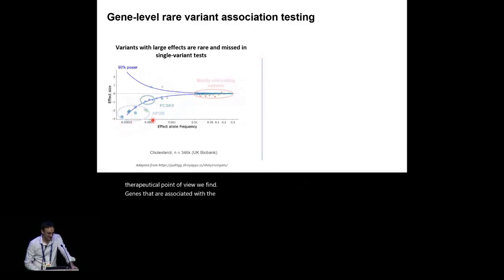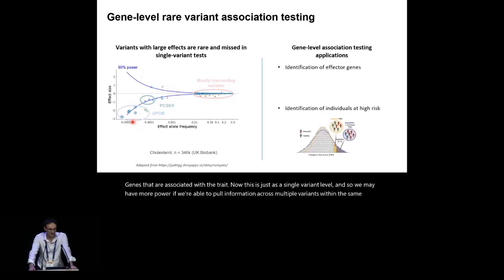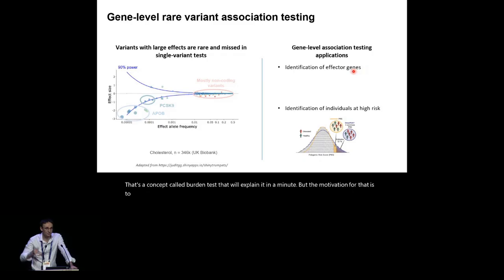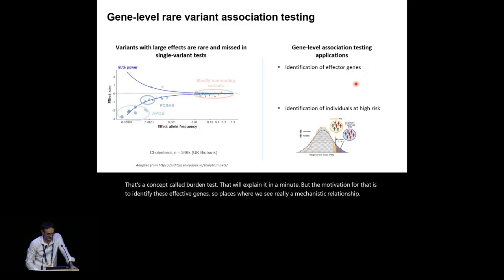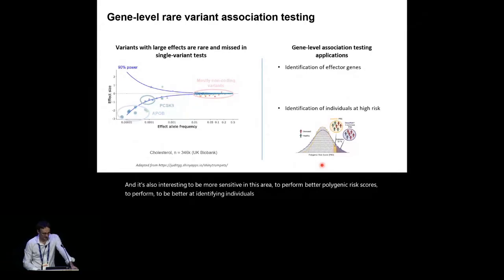But this is just at a single variant level, and so we may have more power if we're able to pool information across multiple variants within the same gene. That's a concept called burden test that I'll explain in a minute. But the motivation for that is to identify these effector genes, so places where we see really a mechanistic relationship with the trait. And it's also interesting to be more sensitive in this area to perform better polygenic risk scores, to be better at identifying individuals who are at high risk for a trait.